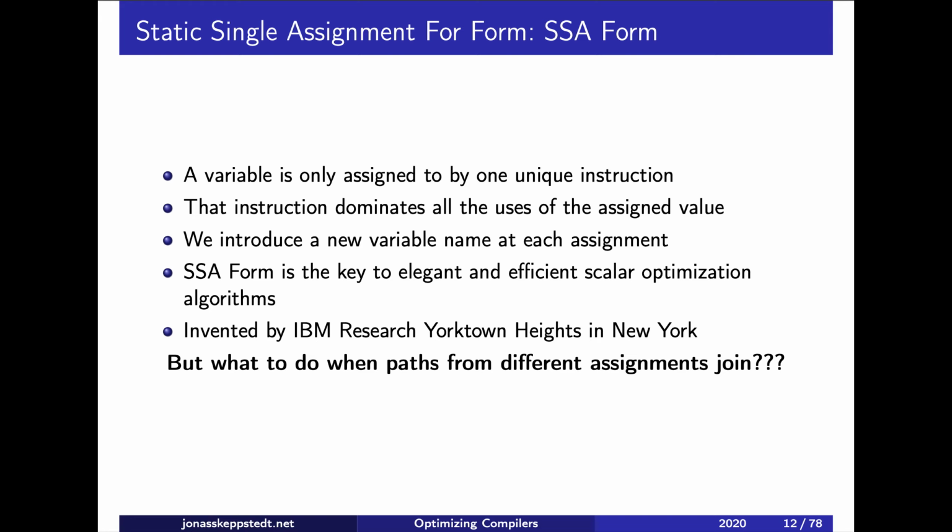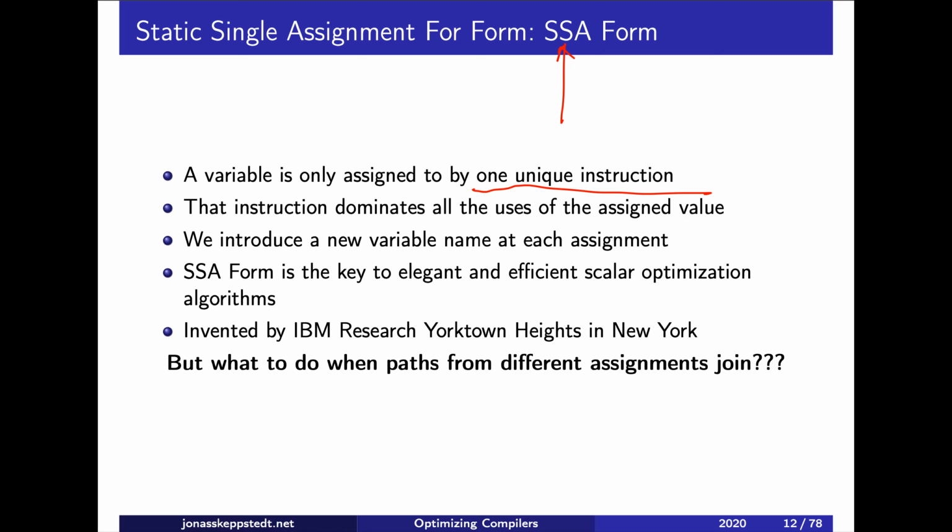Okay, never mind. So, in this SSA form, a variable is only assigned once. So that is static single assignment, one unique instruction. And static means in the code if you look at it, but not when you run it, because if there is an assignment in a loop, of course it will be assigned every iteration.